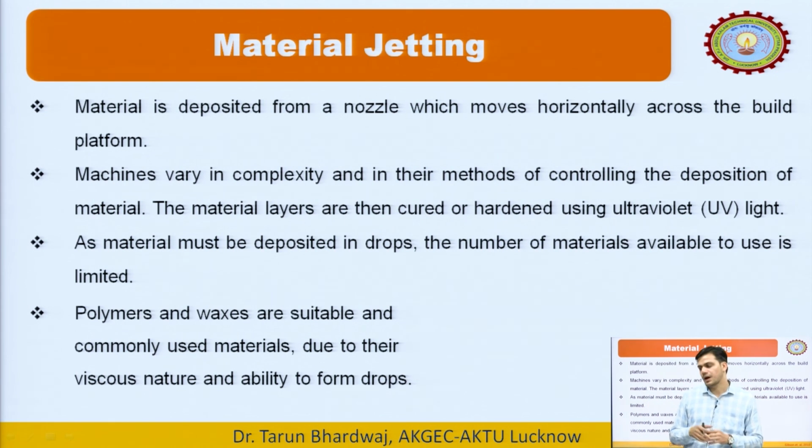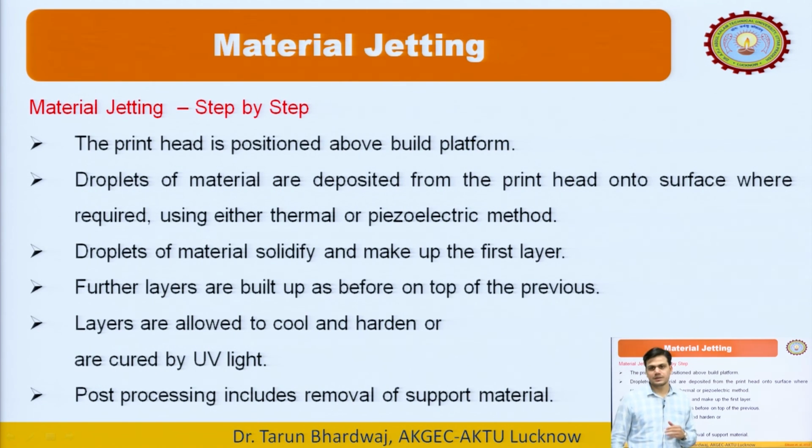Okay, because यहाँ पे हम लोगों को ड्रॉप फॉर्म में बेसिकली मटेरियल को जेट करते हैं हम लोग, तो इसका बेसिकली ये है कि आपकी जो थोड़ी कंस्टेंट हो जाती है मटेरियल के लिए यहाँ पे. तो पॉलीमर एंड वैक्सेस आर सुटेबल एंड कॉमनली यूज्ड मटेरियल ड्यू टू देयर विस्कस नेचर एंड एबिलिटी टू फॉर्म द ड्रॉप्स. Okay, so what is basically the procedure?